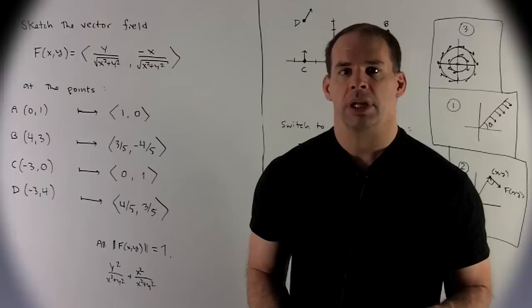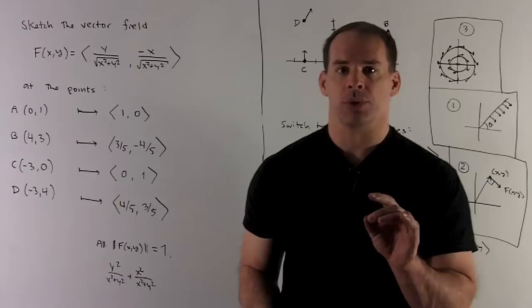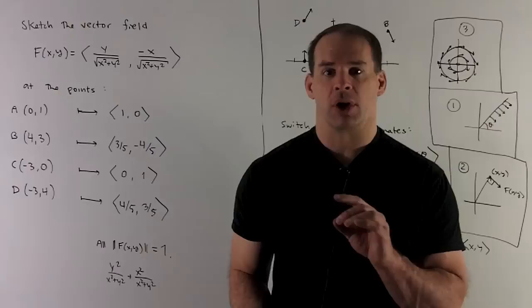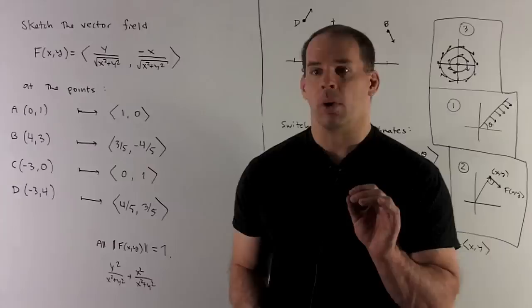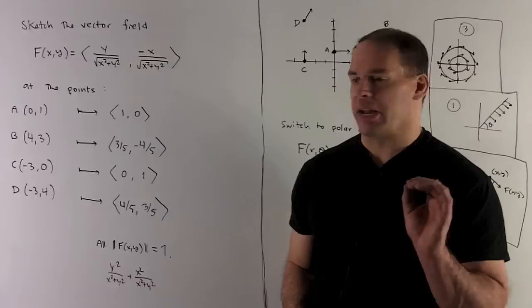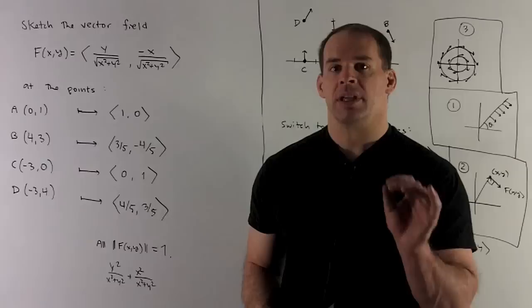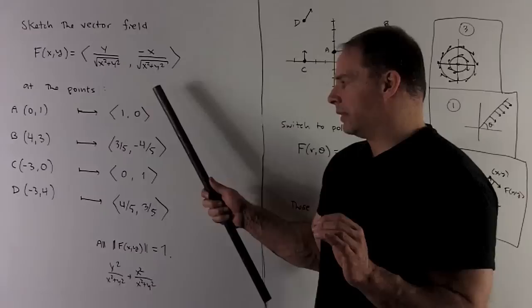Sketch the vector field f(x, y) = (y / sqrt(x² + y²), −x / sqrt(x² + y²)) at the following four points: (0, 1), (4, 3), (−3, 0), and (−3, 4). So we're going to take these, stick them into our function. What comes out are going to be these four vectors here. So we're going to want to plot these.